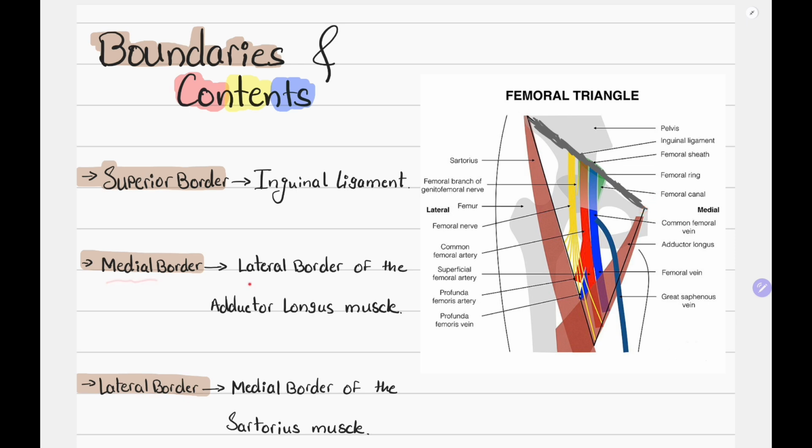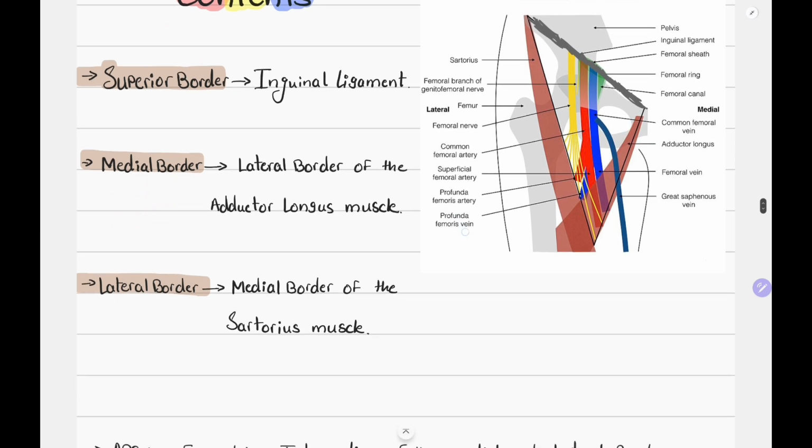The medial border of the triangle is formed by the lateral border of adductor longus muscle. This is the adductor longus muscle, and its lateral border forms the medial border of the triangle. Hope you are able to understand. The lateral border is formed by the medial border of sartorius muscle. This is our long muscle, sartorius, and its medial border corresponds to the lateral border of the femoral triangle. Hope you are able to understand. This is a bit tricky.